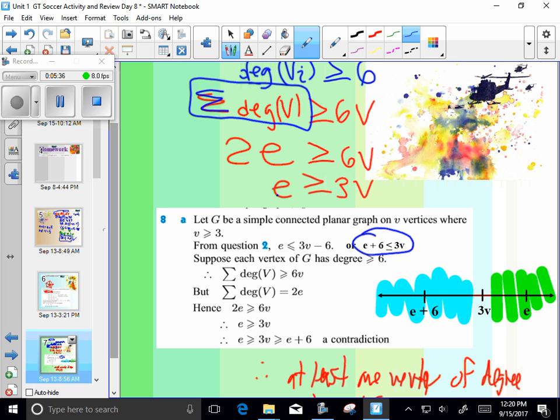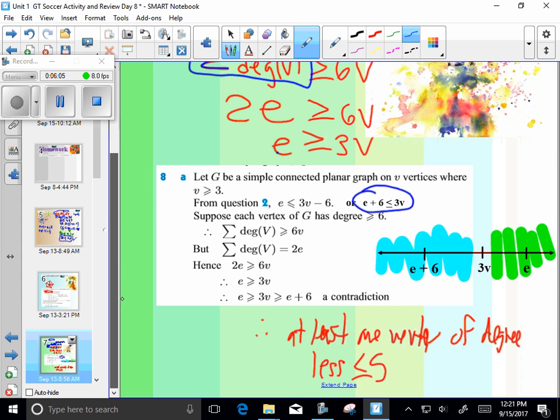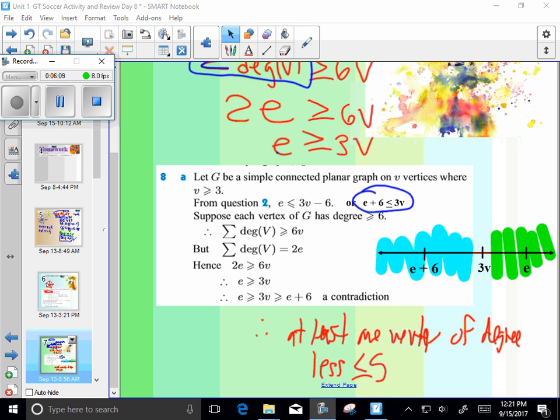v can't be negative, but good point. Interesting. That's what's nice about the, do you know what branch of math we're talking about now? Discrete math, whole numbers, and positive. That's pretty good. Yeah, no, I like it though. I'm glad you brought that up. So this is a contradiction. e plus 6 can't be less than e. So therefore, at least one vertex of degree is less than or equal to 5.